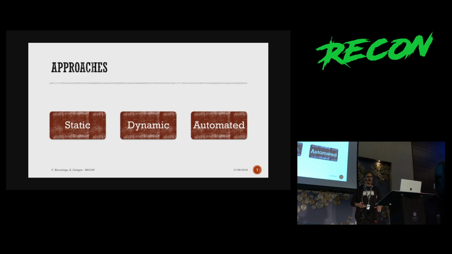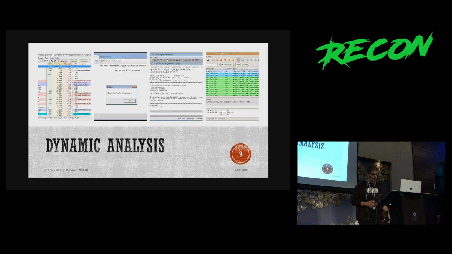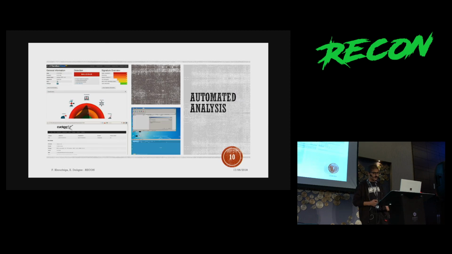There are mainly three approaches: static, dynamic, and automated. The automated one is more like a sandbox solution. The static analysis is maybe the slowest one. You sometimes have to do reverse engineering based on the assembly language. The dynamic analysis is more of a black box approach based on input and output on the system, and you can put some honeypots to interact, and you can also do some debugging.